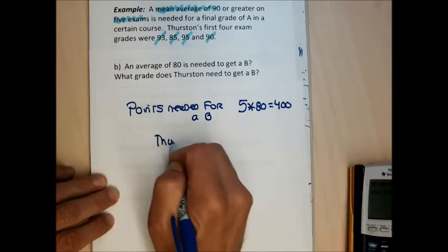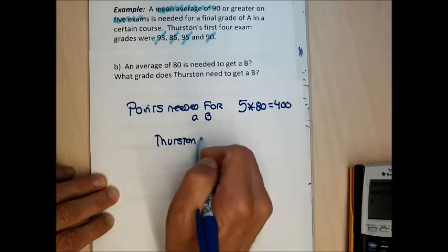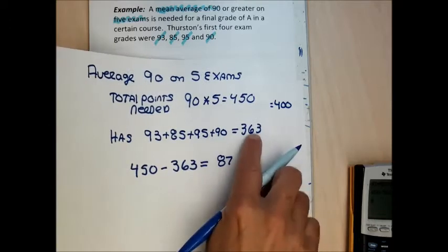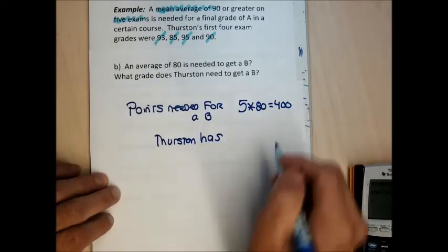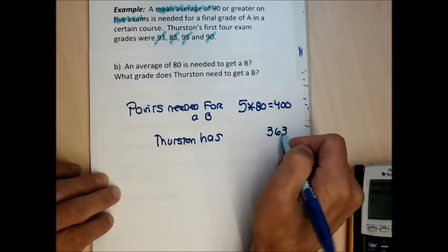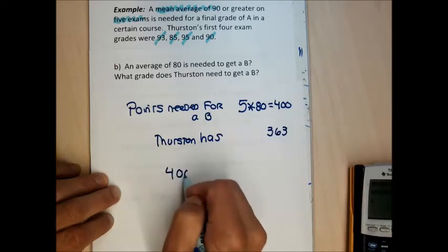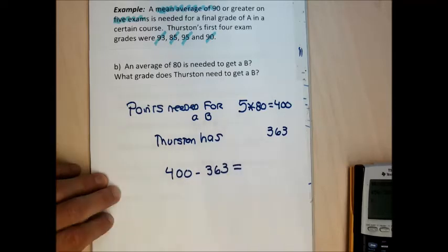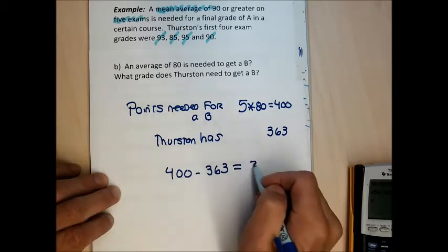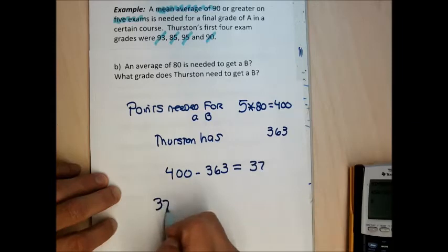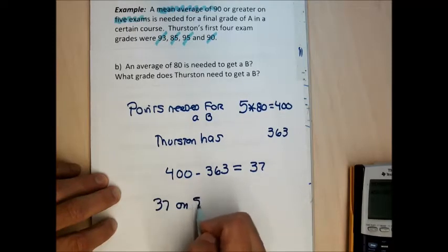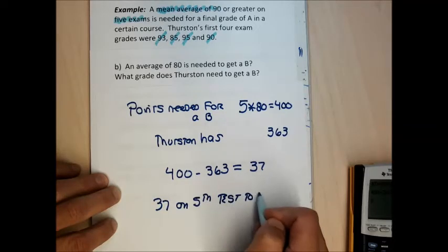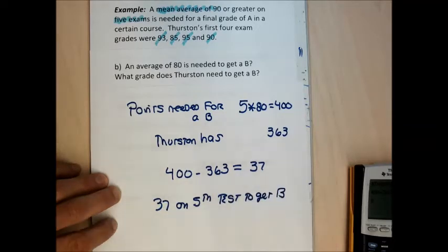Thurston has, and when I added up all the test scores, he had 363 points. And the difference between what you need and what you have is going to be what you need to get on that last test. In this case, I think that's 37. So he's going to need 37 on the 5th test to get a B.